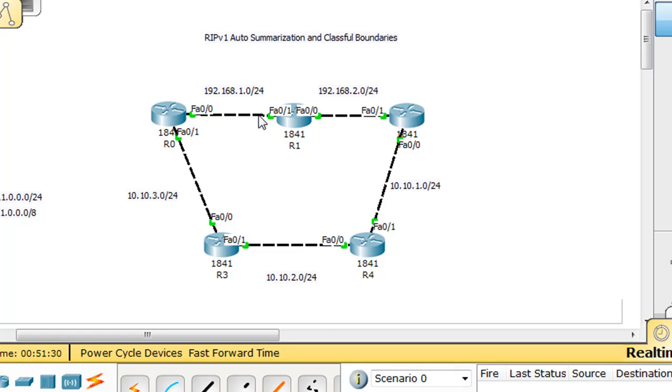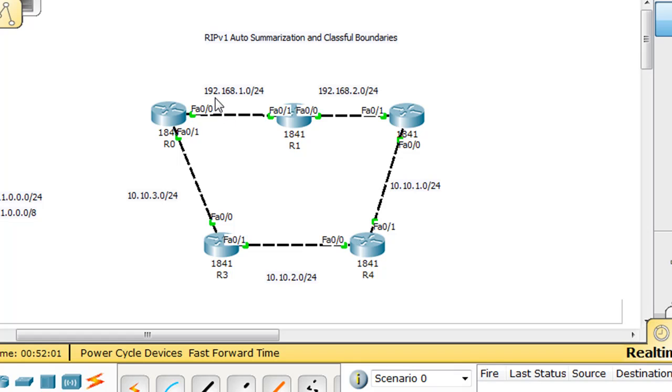We've got two classful networks up here, and we're running RIP version 1. So then the question goes, what will these routers know in their routing tables? I'll give you a second to think about that. It was a question that had me stumped, but I really learned a lot from the scenario, and that's why I built it into a packet tracer to talk about it.